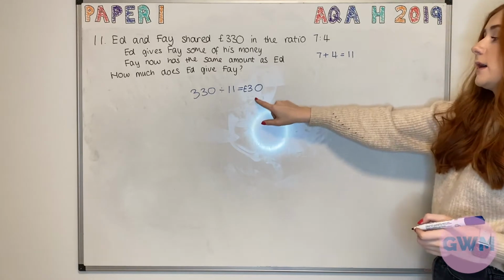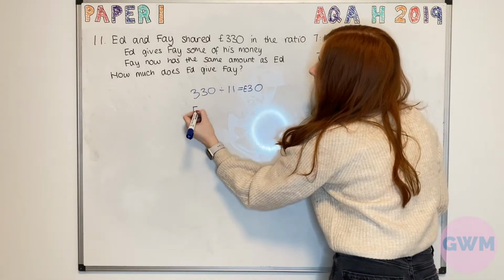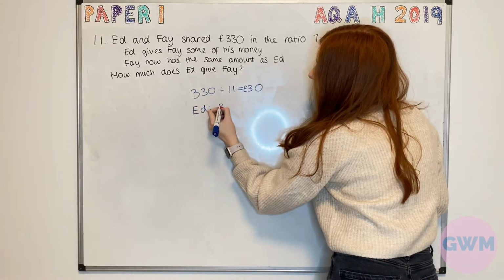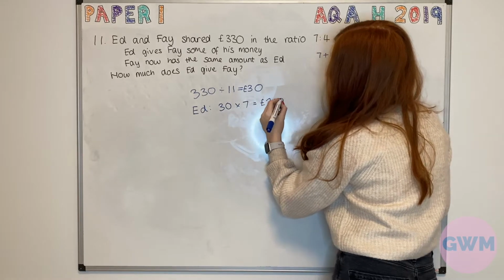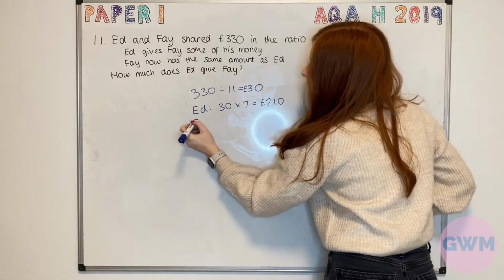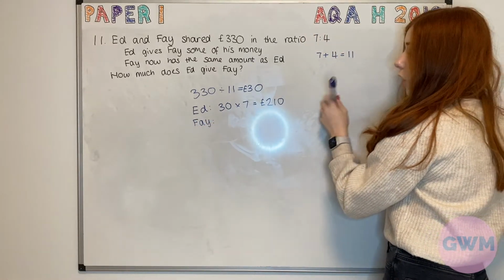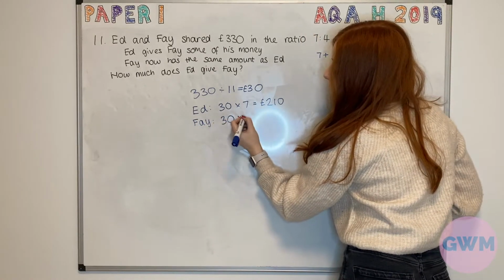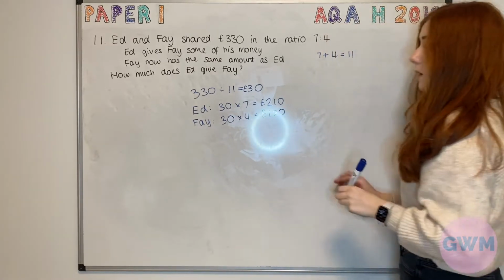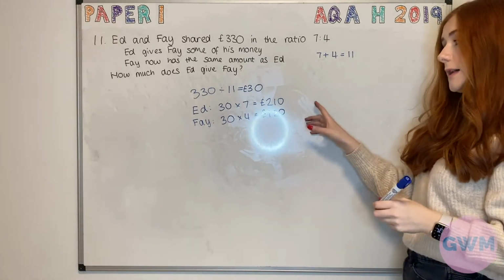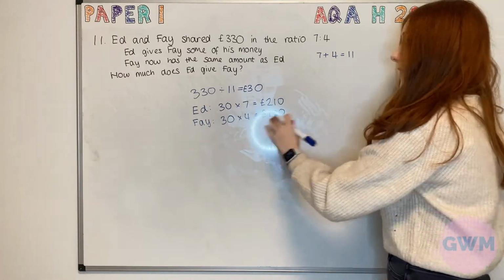Okay, now 7 lots of that goes to Ed. So Ed gets 30 times 7, 210. Faye gets 4 lots, so 30 times 4, which equals 120. Remember, that should be the whole of the pot divided. So we add those together, that does equal 330, so we're correct at this stage.